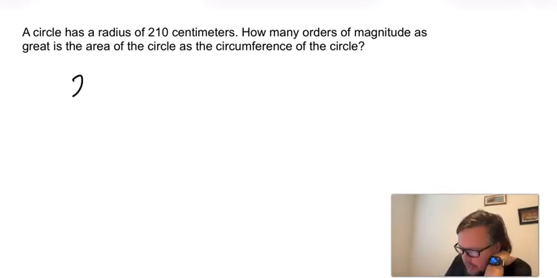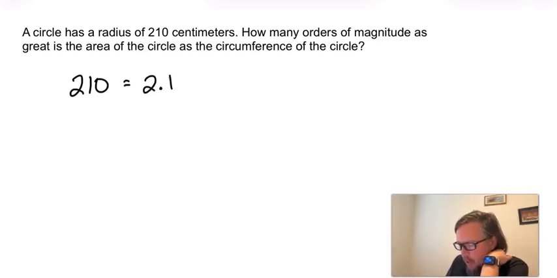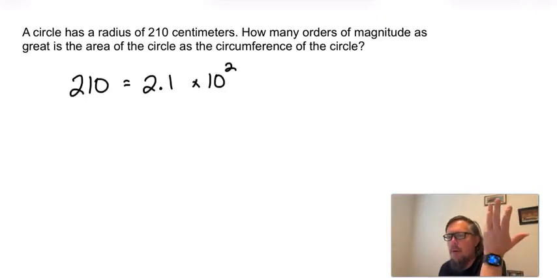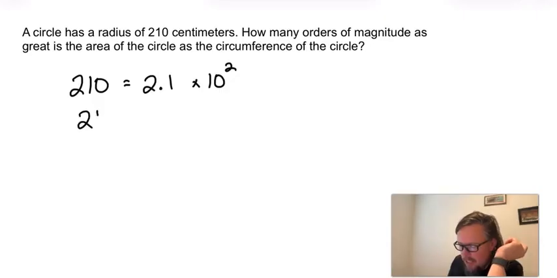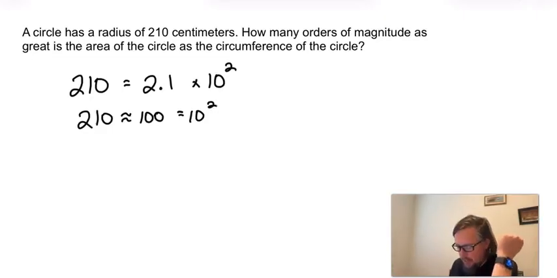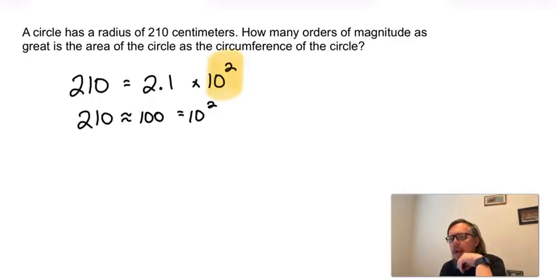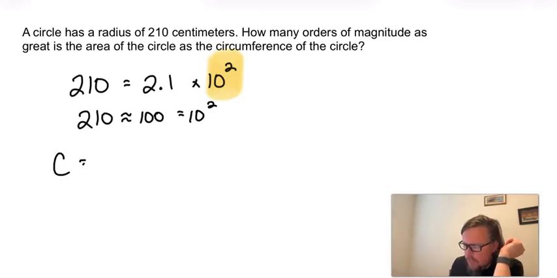So 210 centimeters, if I wrote this in scientific notation, it would be 2.1 times 10 to the 2nd power. But with rounding, I just round this to the nearest power of 10. 210 is closest to 100, which is 10 squared. So rounding, I think, is the faster way to do it. But again, if the rounding thing confuses you, I'm curious about the power there. I'm comparing this to the circumference of the circle, so I need to know what is the circumference of a circle that has a radius of 210.